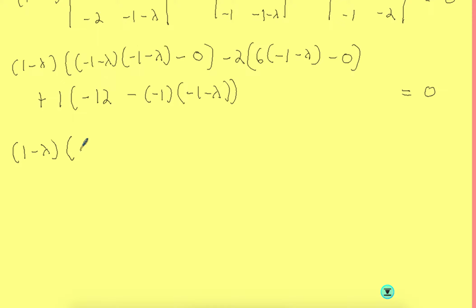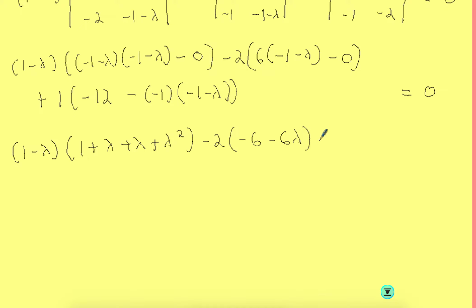So negative 1 multiplied by negative 1 is 1. Negative 1 times negative lambda is plus lambda. Negative 1 times negative lambda again is plus lambda. Negative lambda times negative lambda is lambda squared. And the 0 is just gone. Negative 2. And then you've got negative 6, take away 6 lambda. So I always work out the stuff in the brackets first. Right, that bracket there, that bracket there, and that bracket there.